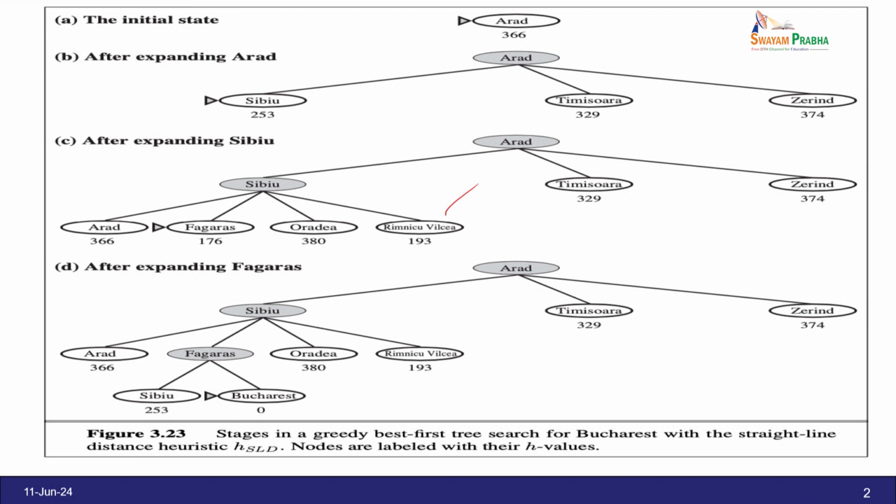These are the stages in the greedy best first search. This is the technique we have to use for searching the distance from source to sink.